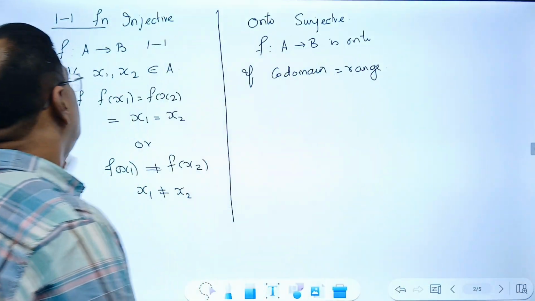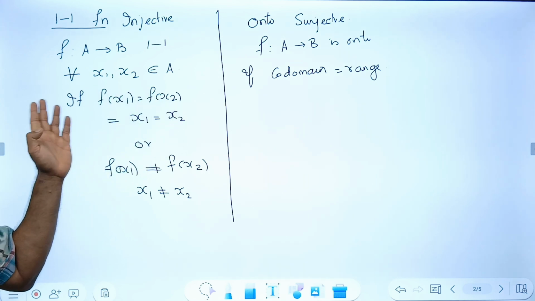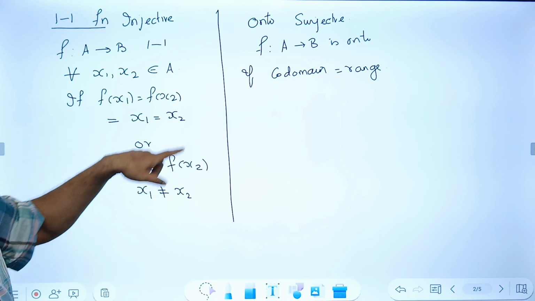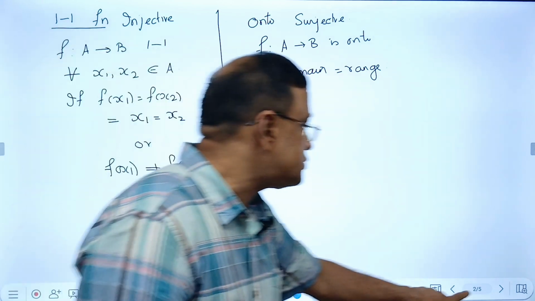First of all, as we know, this is the definition of a one-to-one function. I don't want to write it again, so I've written it already. A function is one-to-one if it satisfies these conditions. So I'll go straight into the problem.